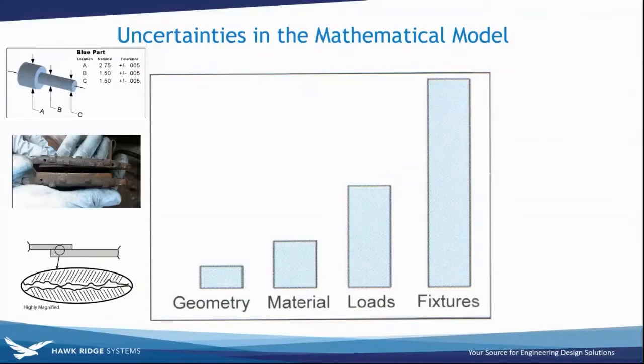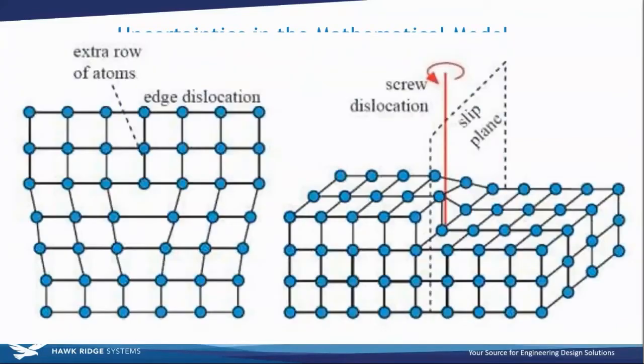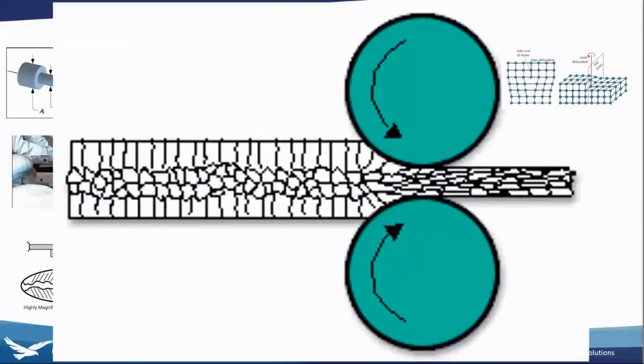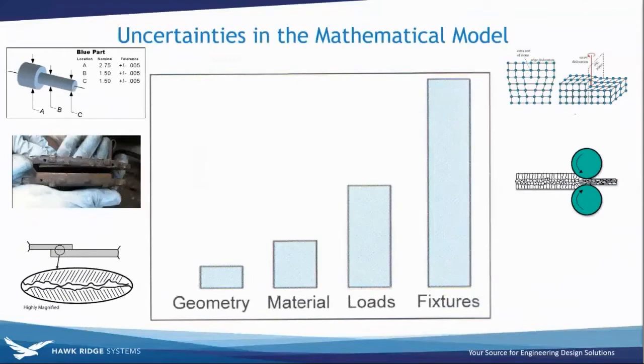So due to material imperfections, pre-stress from manufacturing, and material model assumptions, there is a small amount of uncertainty and error in the material portion of the mathematical model. So loads, those are things like forces, pressures, or torques that are acting on your model. Whenever you're putting loads into a simulation, you're trying to predict and simplify real life scenarios.